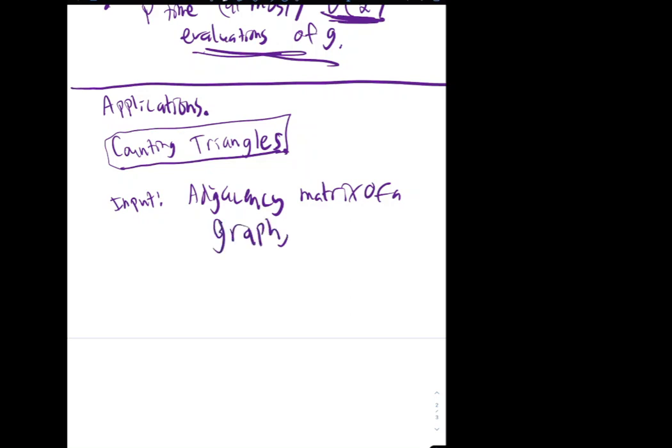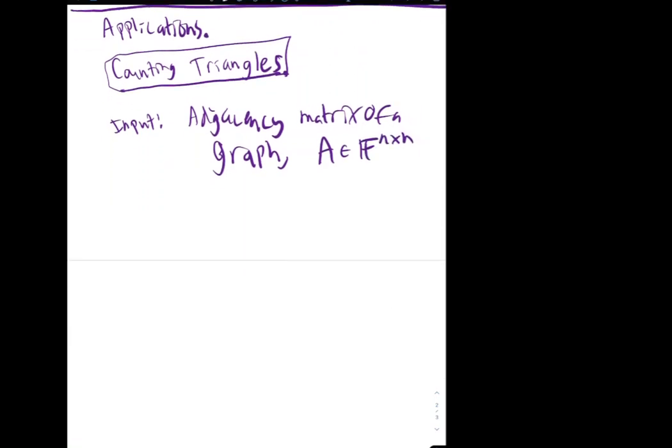So let me call that adjacency matrix A, and let's say it's n by n. Okay, so a graph is just a collection of vertices and edges between the vertices. Our graphs are going to have n vertices, and edges connect two vertices to each other.